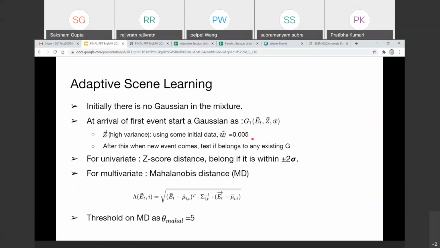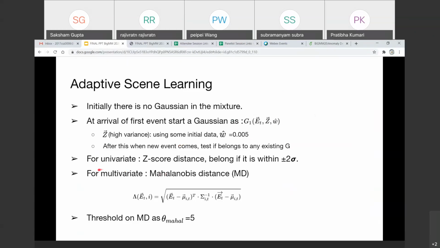After this, when a new event comes, we test it against the existing Gaussians in the mixture, whether it belongs to one or not. So how to check belongingness in the Gaussian? For 1D Gaussian, 95% of the population lies within plus minus 2 sigma. So if a sample is inside plus minus 2 sigma, then we can consider it an inlier. And z-score gives the distance of a point from the mean.